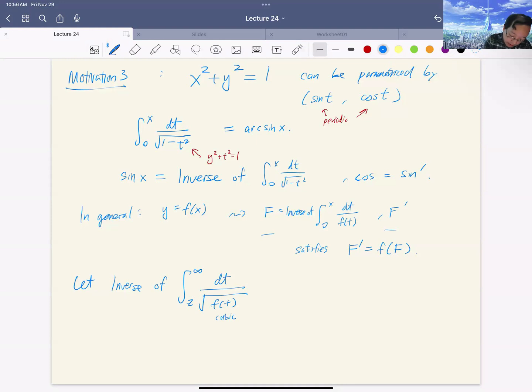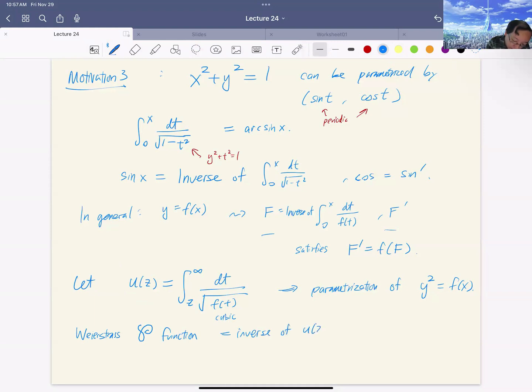Then this will give me a parametrization of my cubic curve. And this is known as the Weierstrass P function. So if I let U be this, then the Weierstrass P function, I have to be careful about the notation. So it has to be this thing. So it is the inverse function of U.